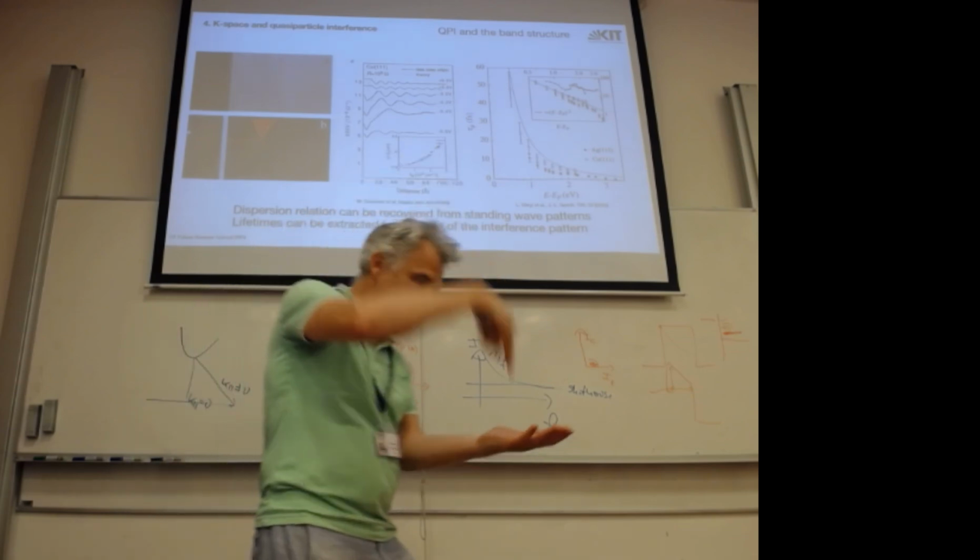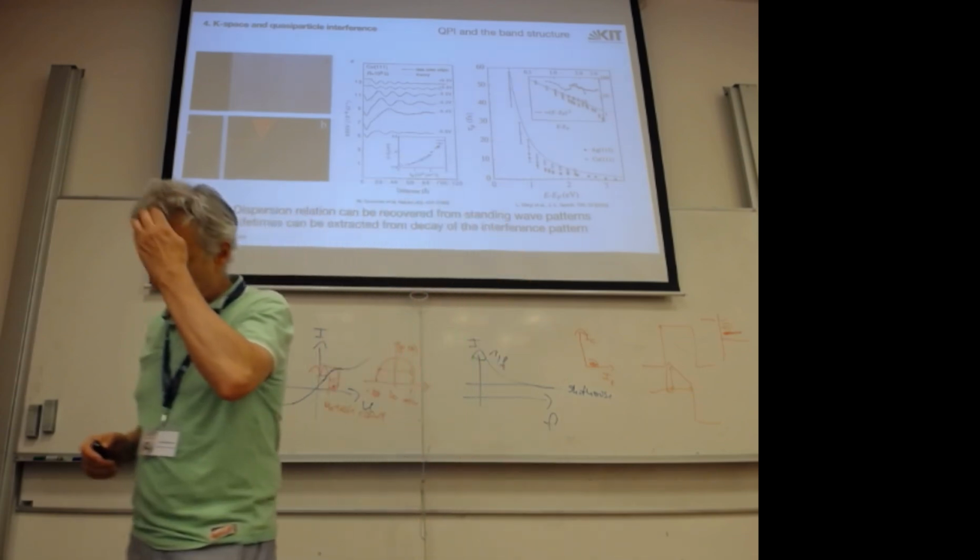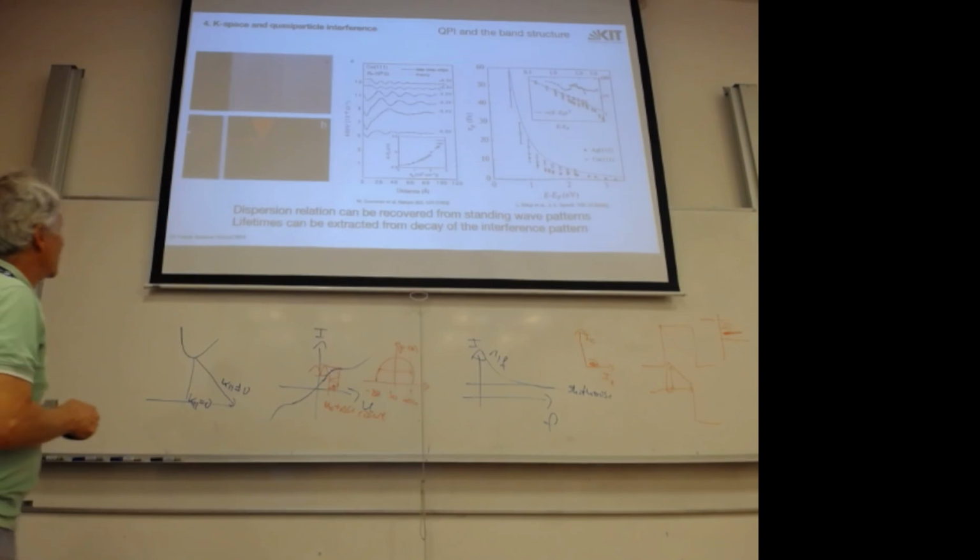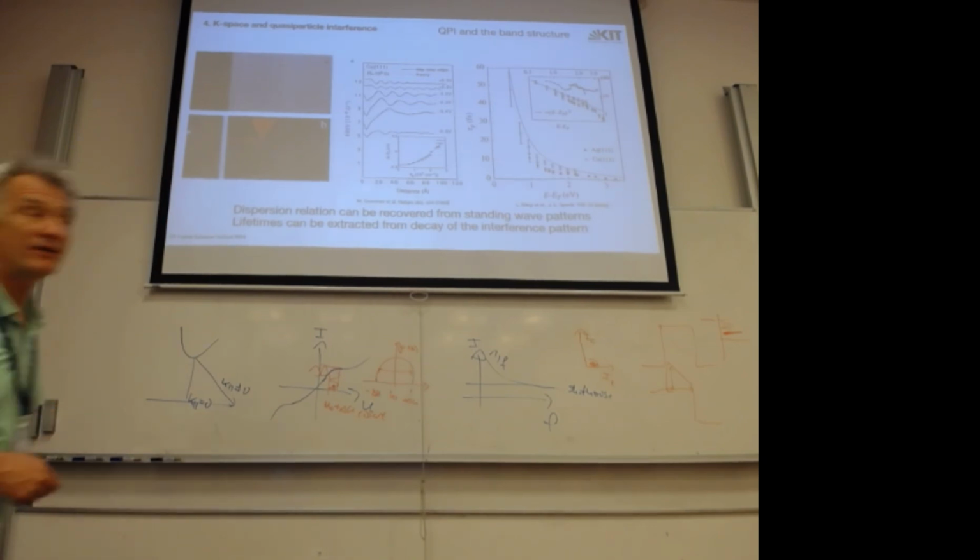So we had an example of this Fabry-Perot interferometer. Can we do that laterally? Okay, now I really need to kill the mice.